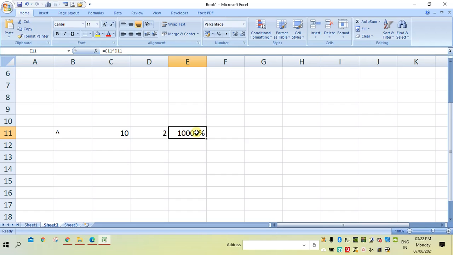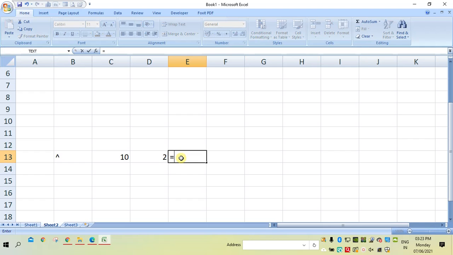The next symbol is caret, that is the exponential operator, which is used to find the power of any number. For example, if you want to find 10 to the power of 2, the calculation can be done like this. The formula would be equal to, then C13, then the exponential symbol, that is caret, then D13. So it will give you 100.